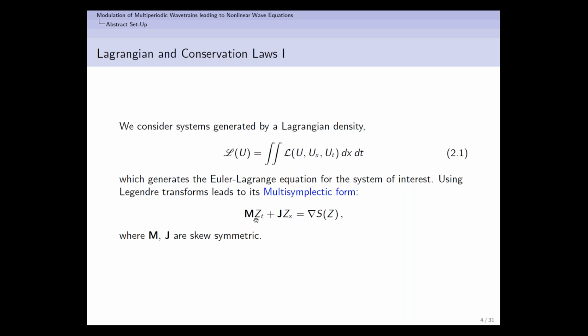Daniel, I have a question. Yeah? It's in 2.1, the derivatives that you have in the Lagrangian, is that shorthand for possibly allowing higher order derivatives as well or not?